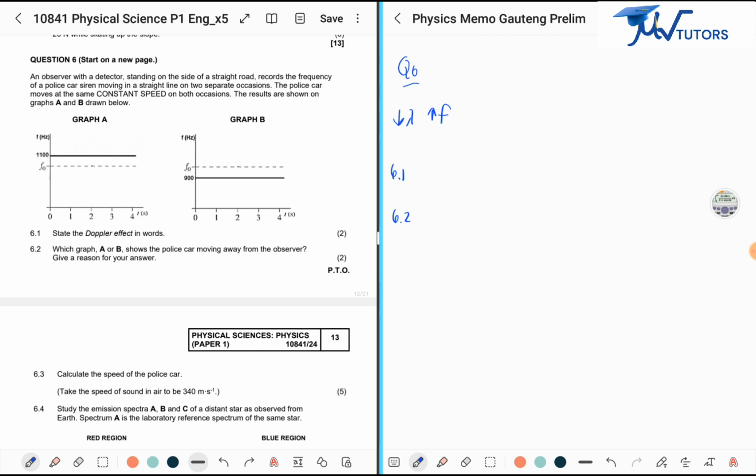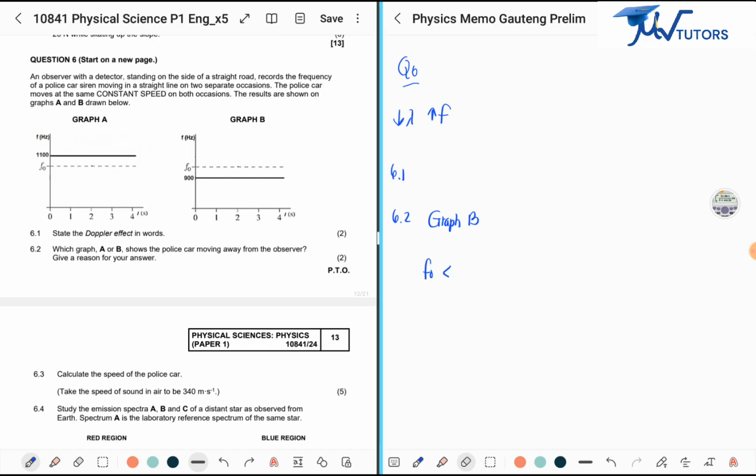And 6.2, which graph, A or B, shows the police car moving away from the observer? So moving away, that is definitely graph B. Okay, and give a reason for your answer. That is because what has been observed in graph A, there it's higher, right? The frequency that is observed there. Or we could say graph B shows the police car moving away.